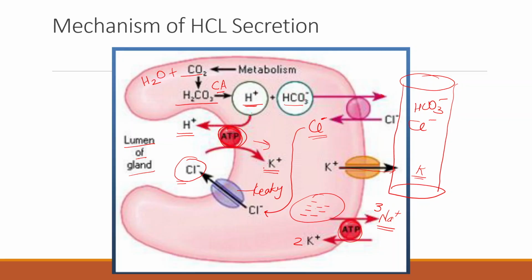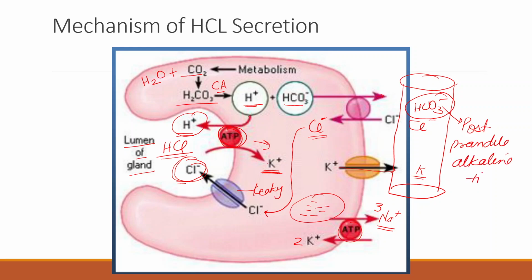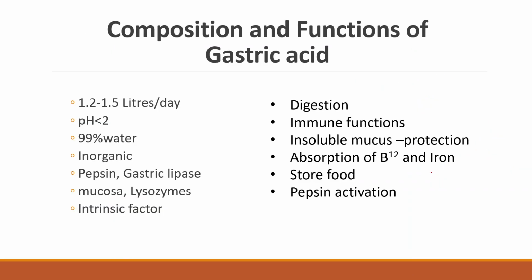Because of this negativity, this potassium drag can be possible, and in exchange of that, this H positive can be thrown toward the lumen. So we got H positive here and we got chloride here, which basically make HCl. So this is the mechanism of HCl secretion, and the bicarb concentration rises because of this, which we call postprandial alkaline tide. Alkaline tide. So basically bicarb concentration increases in blood when we eat food because of this mechanism. So this is all about the mechanism of HCl secretion.